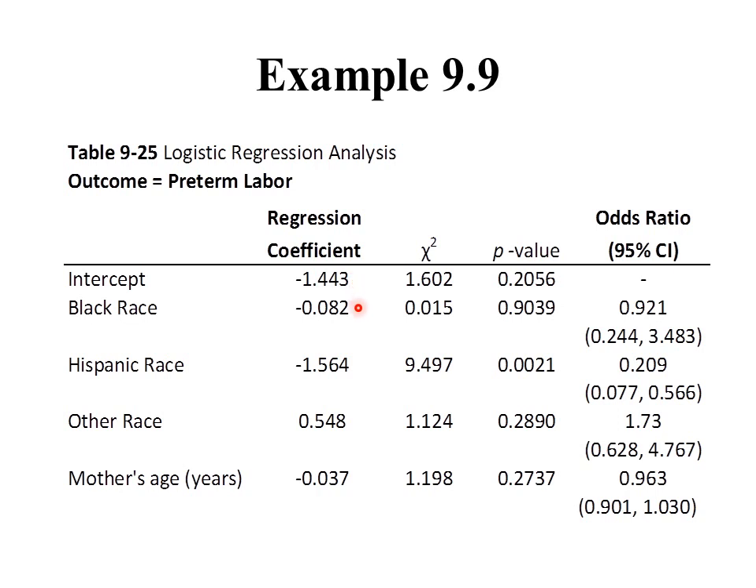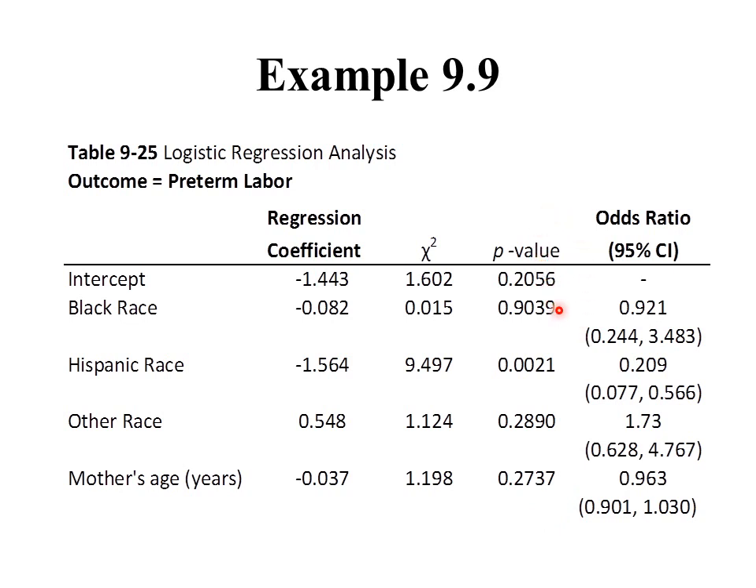The coefficient of the black indicator variable is negative 0.082, and so on and so forth. Here are the values of the test statistics for the different hypothesis tests regarding the corresponding values of the regression coefficients. Here are the corresponding p-values. And so let's just analyze these p-values real quickly.